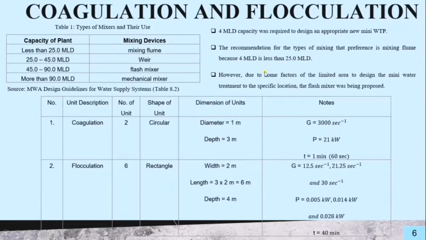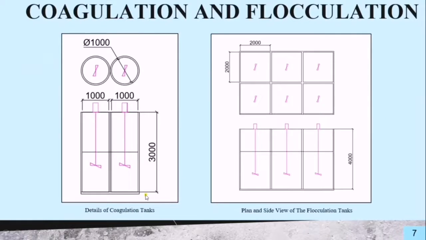However, due to the limited area to design the mini water treatment plant at the specific location, the flash mixer was proposed. Okay, this is the description and also the dimension of the coagulation and flocculation parts. Okay, these are the details of the coagulation tank: the diameter is 1 meter, the width is 1 meter, and the height is 3 meter.